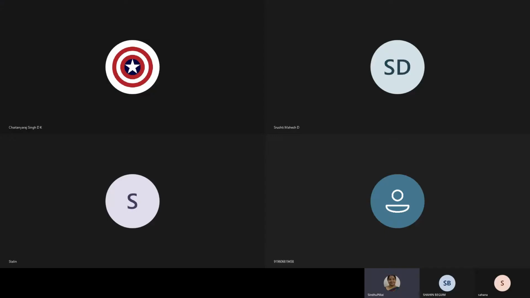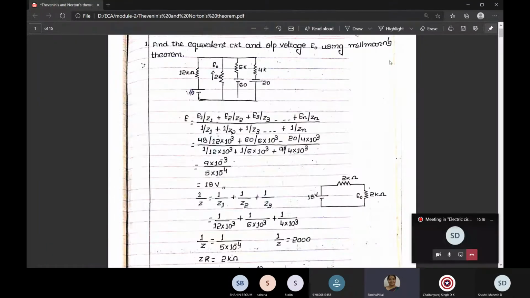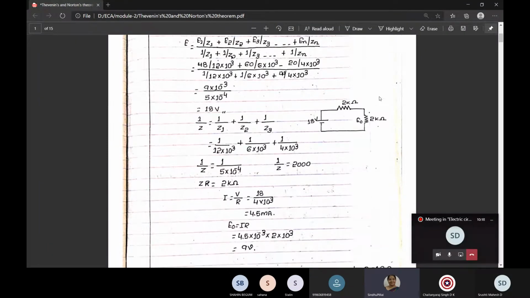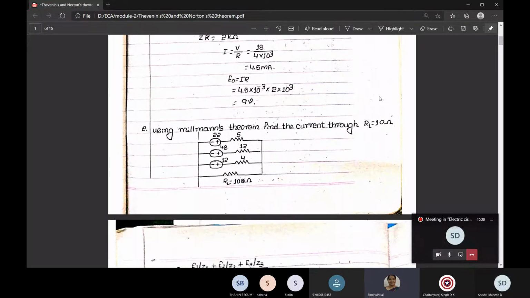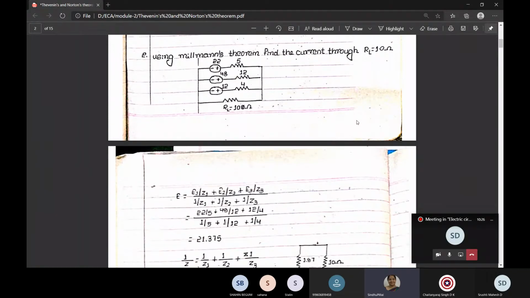The theorem states that when there are many voltage sources connected in parallel, they can be put into a single voltage source with its series resistance. That was the theorem statement. So we'll go with the second example here.